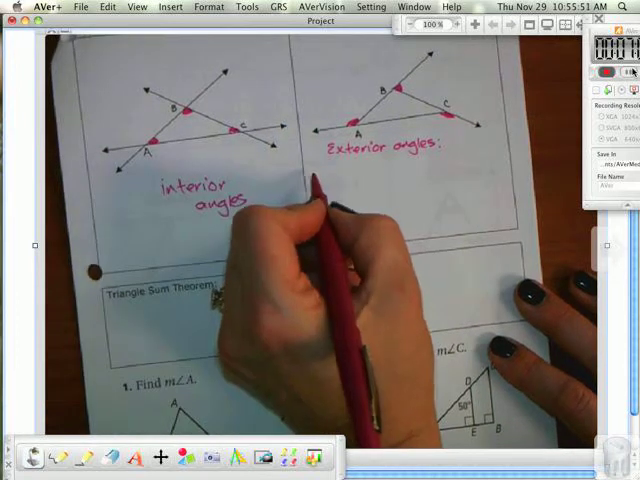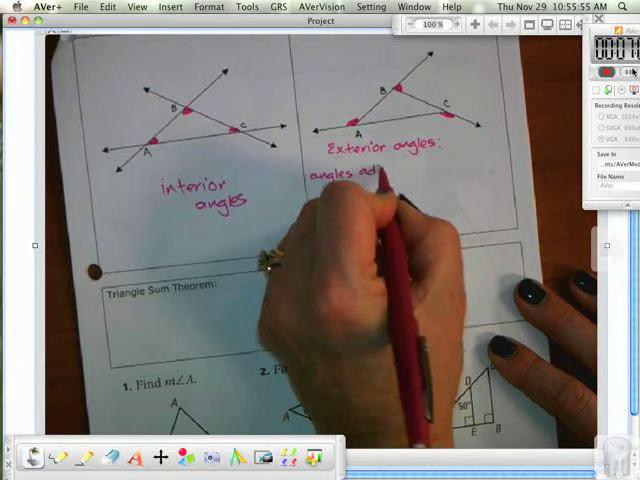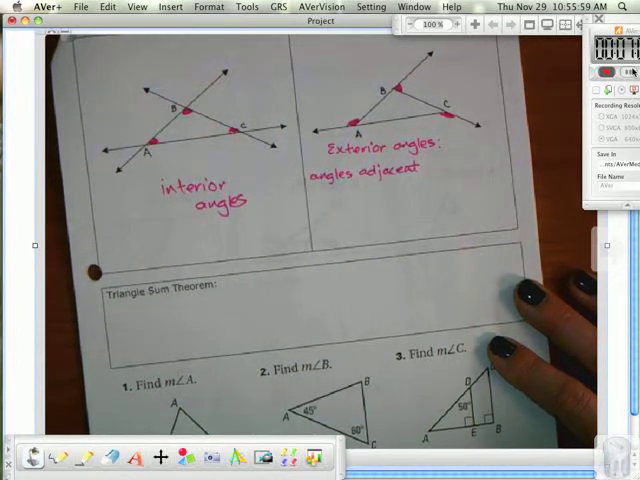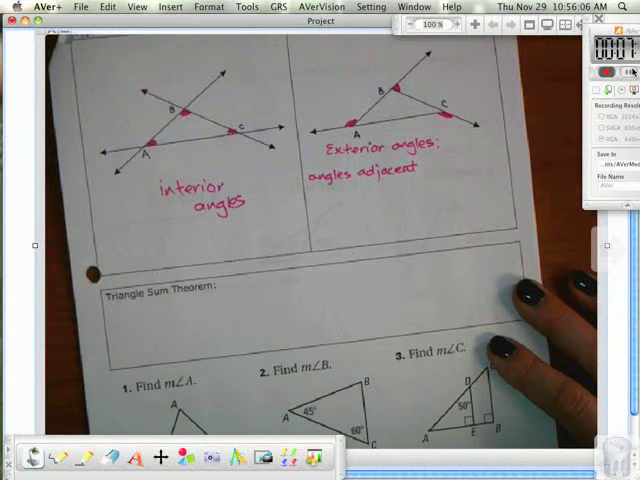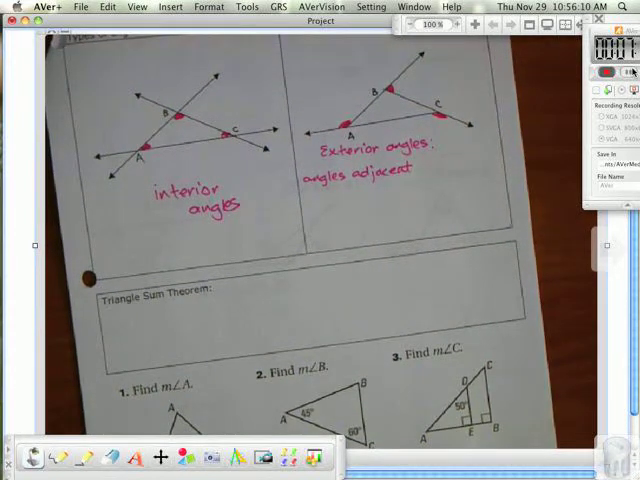Exterior angles are angles adjacent. What does the word adjacent mean again? Somebody knows. What'd you say, Julia? Not quite. No. Oh, thank you. I was going to demonstrate. Next to each other. Next to.